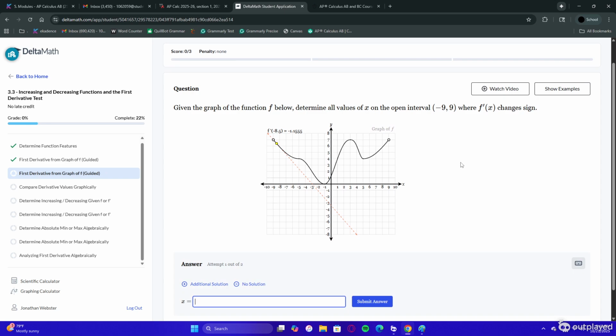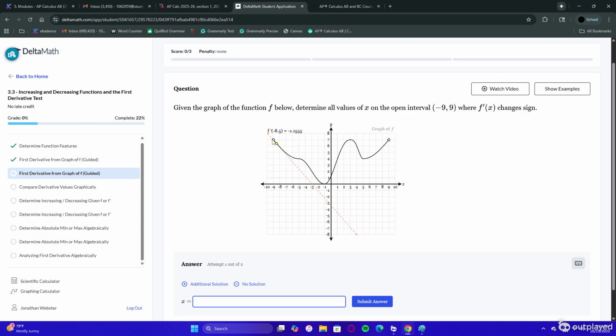Alright, now working further with the first derivative from the graph of f, we're going to see where f prime of x changes its sign. So on this interval, it goes like this, right? What it means when it says f prime of x changes sign is just where f prime of x goes from negative to positive or positive to negative. And remember, it's positive whenever f of x is increasing, and it's negative whenever f of x is decreasing.